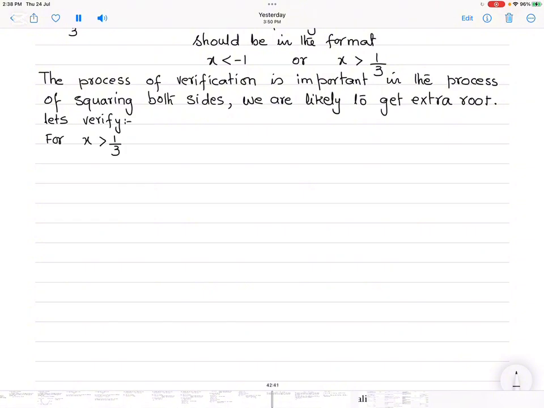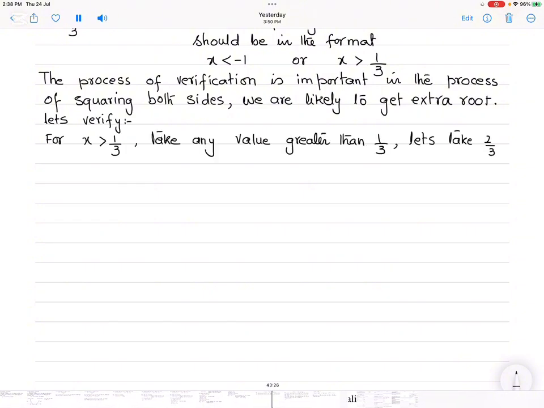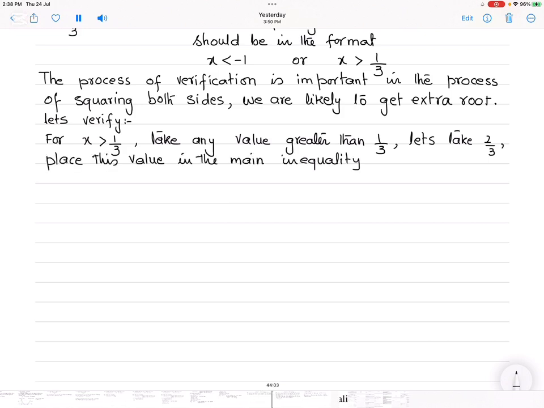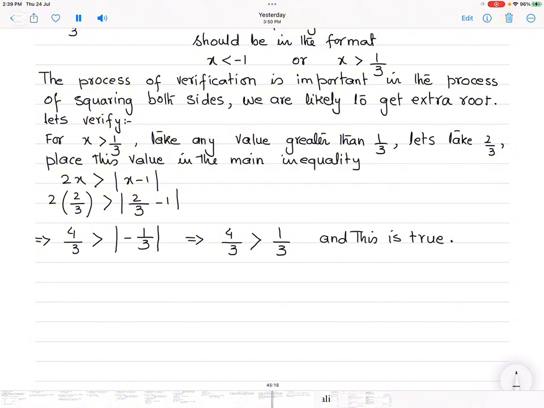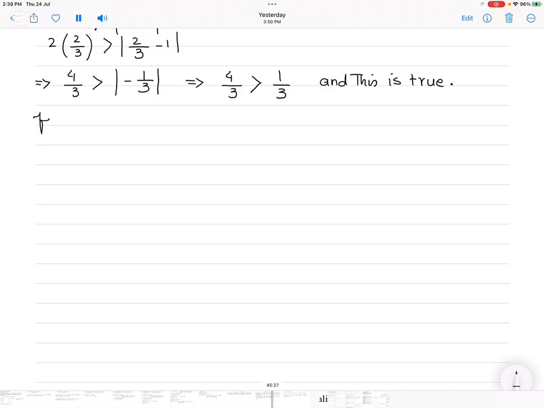So let's verify. For x greater than 1 by 3, take any value greater than 1 by 3. Let's take 2 by 3. Place this value in the main inequality, 2x is greater than |x - 1|. Now simplify this. You get 4 over 3 is greater than 1 by 3. And this is true. 4 over 3 is definitely greater than 1 by 3.